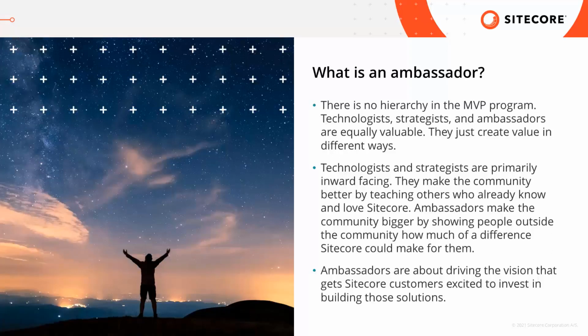Technologists and strategists are primarily inward-facing, towards the community. They make the community better by teaching others who already know and love Sitecore new things. Ambassadors, on the other hand, make the community bigger by showing people outside the community how much of a difference Sitecore could make for them. Ambassadors are all about driving the vision that gets Sitecore customers excited to invest in building solutions on the platform. That creates the opportunities for our technologists and our strategists to do meaningful work for those customers.